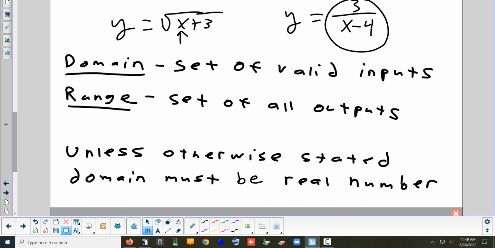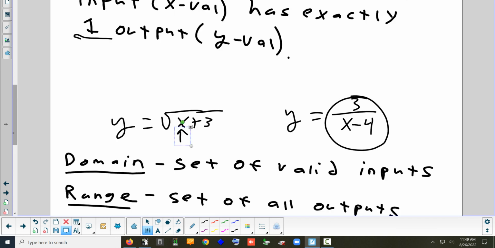Is the reason that it's imaginary because you can't name a number that multiplies by itself and gives you negative? Yeah. Alright, so these are the two big things you have to watch out for with domain. Don't ever plug in a number that would cause you to divide by zero, and don't ever plug in a number that would cause you to take the square root of a negative. Okay, those are the two things we have to look for.